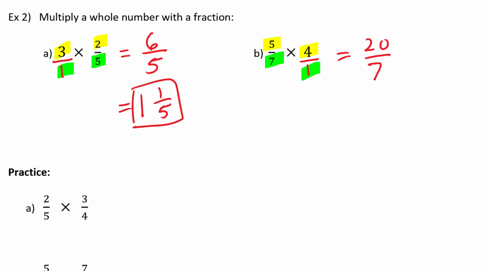20 over 7. Again, we have an improper fraction. So we'll turn that into a mixed number. 2 times 7 is 14. Remaining is 6. So 2 and 6 over 7. Very simple, I think.